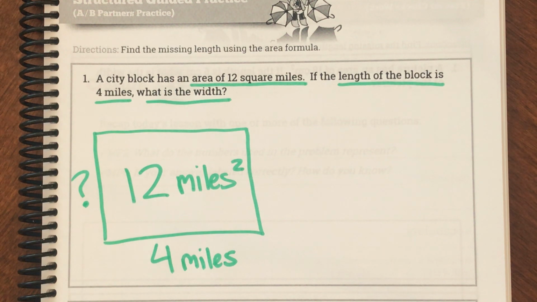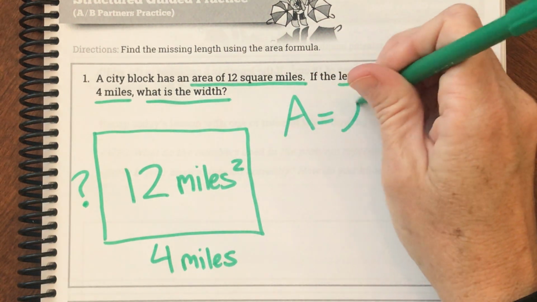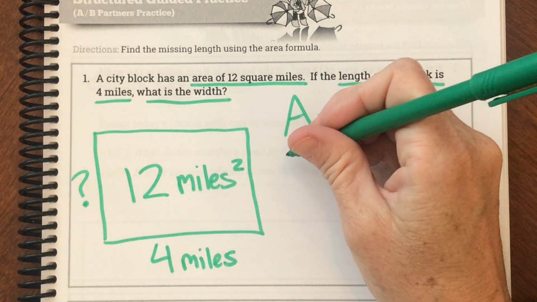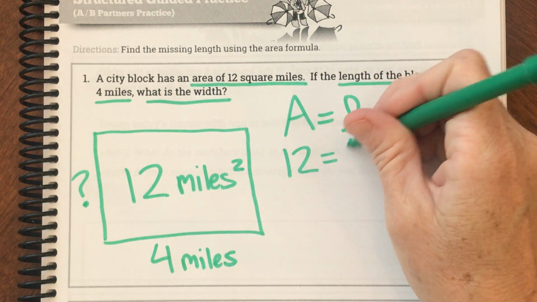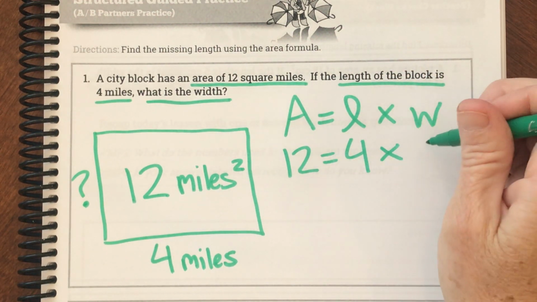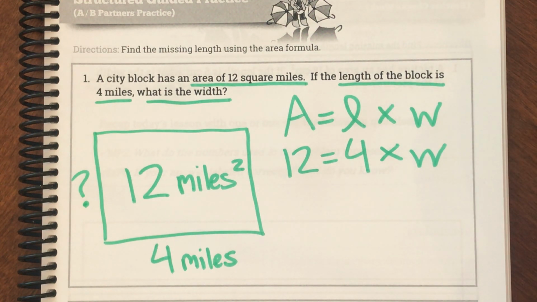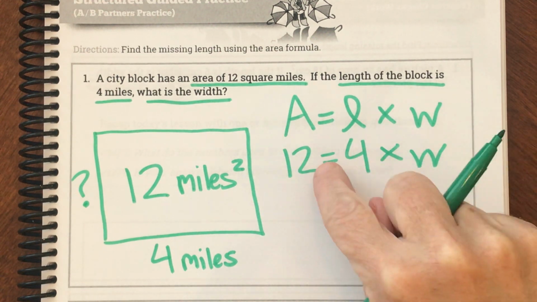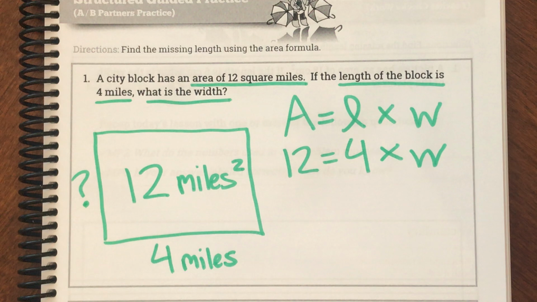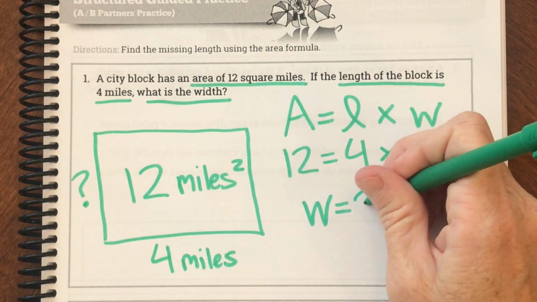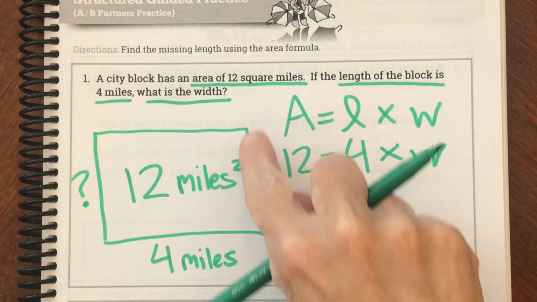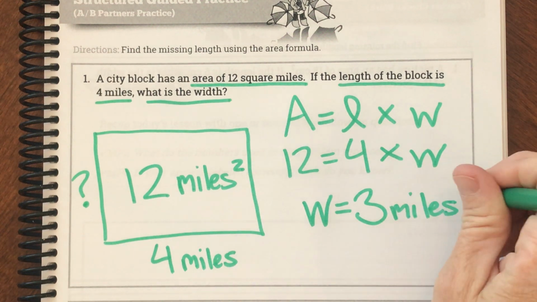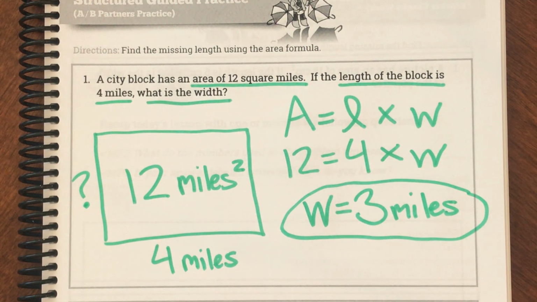Okay. So our formula is area equals length times width. And what do we know? Let's plug in what we know. We know the area is 12. We know our length is 4. We don't know what our width is. That's what we're trying to find out. So what does this need to be to make this true? 4 times what is going to give me 12? Hopefully you are thinking 3. And it's a width, so it's not squared. The only thing squared is the actual area, so it would just be 3 miles. That would be our answer.